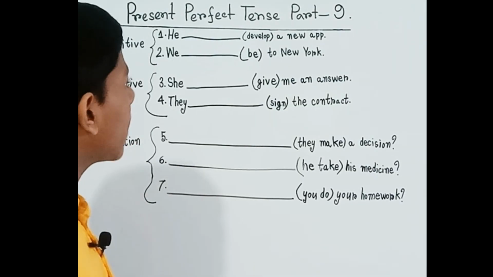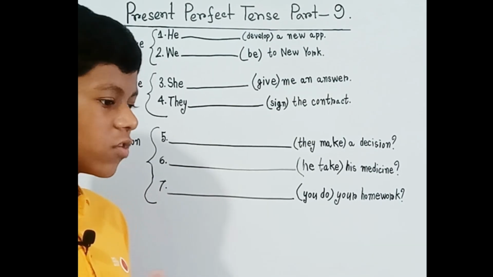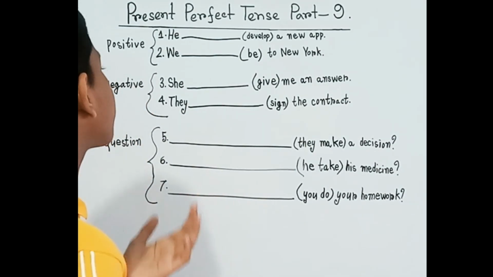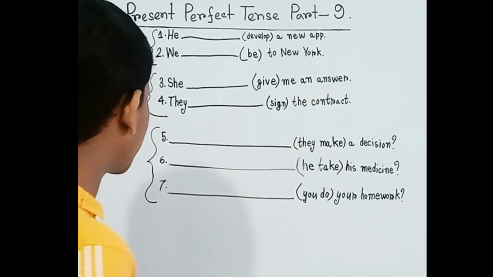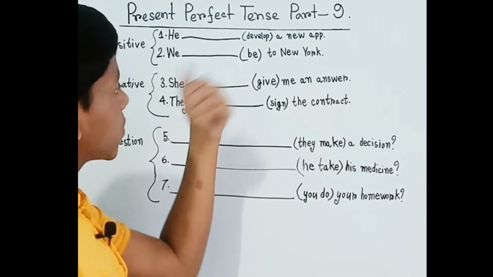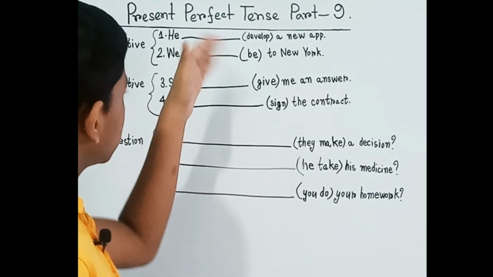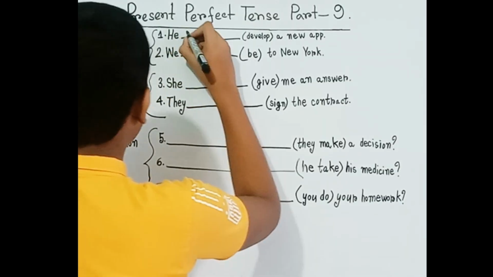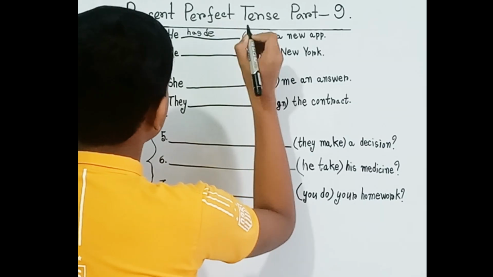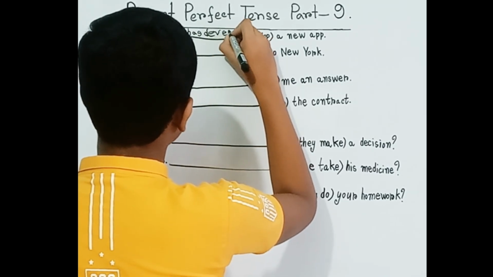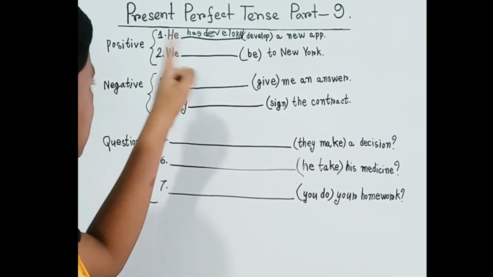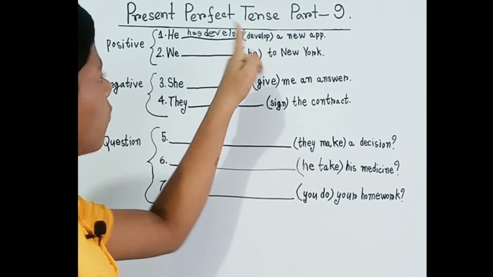He blank developed a new app. So someone created an app, and that app became damaged, and he is trying to fix that. If we want to make it present perfect, then we can say has developed. Then we add ed here. He has developed a new app.